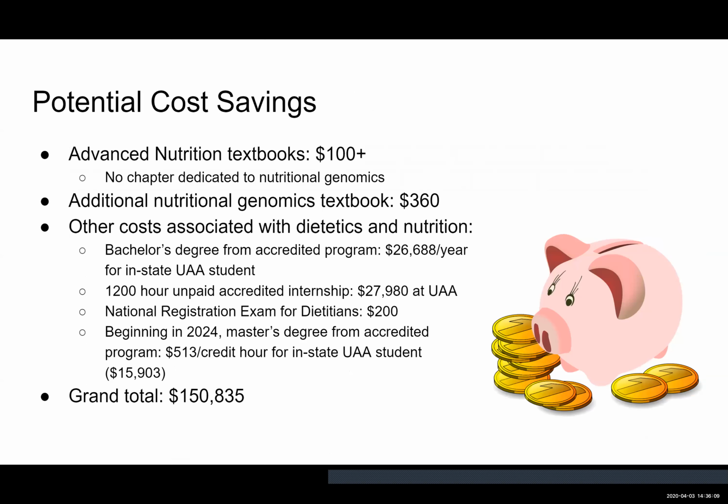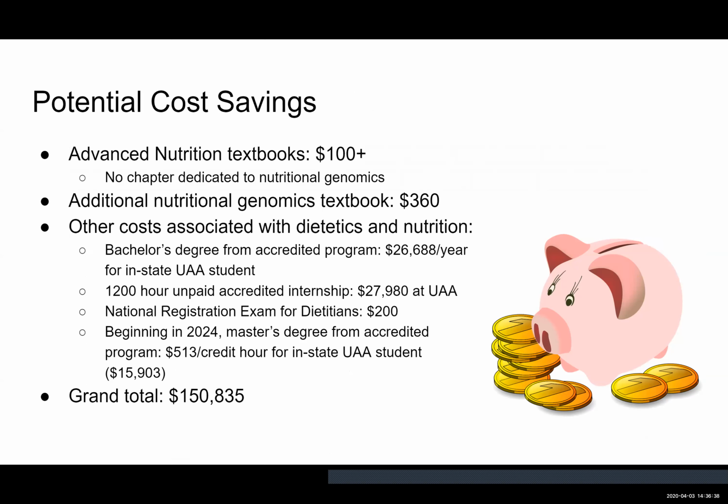And to better understand that cost burden and to identify some specific areas where we as faculty might be able to help, I did a quick cost breakdown for some potential cost savings. Now, as I mentioned, this advanced nutrition class, we do have a textbook. It's about $100, but there is no chapter dedicated to nutritional genomics. So if you look to find a book on nutritional genomics, the textbooks are about $360.